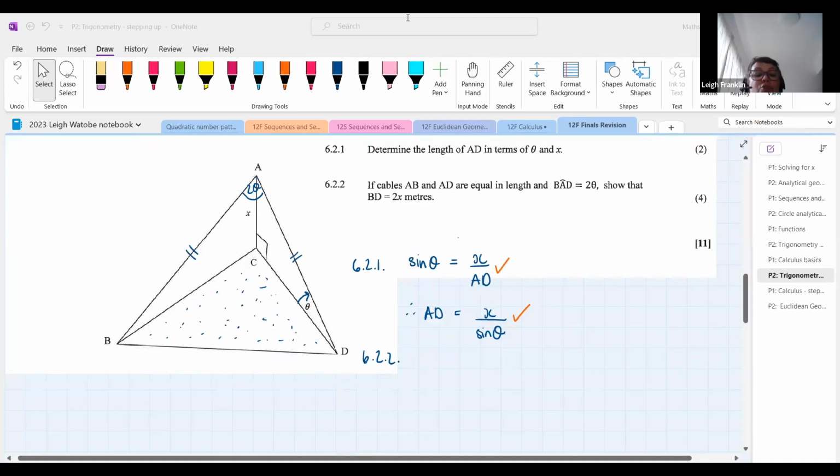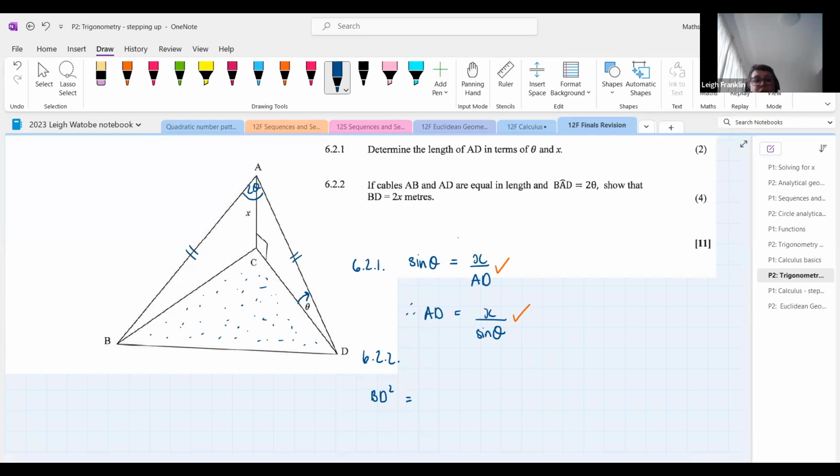Excellent. Okay, so now we need to sub into the cos rule. So we've got BD squared, which is going to be equal to what? Can anybody tell me what I should be writing here? Do you need your formula sheet, or do you know it off by heart?